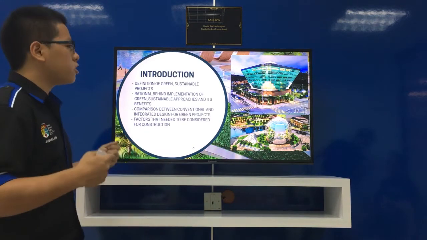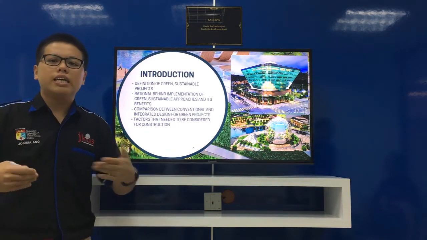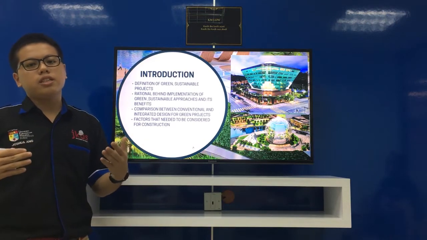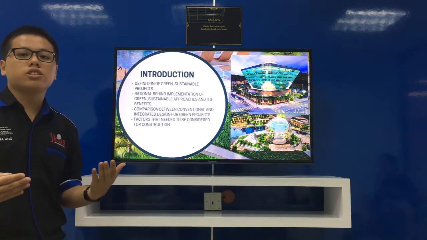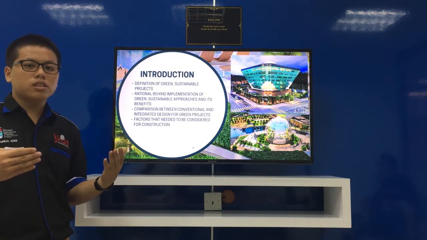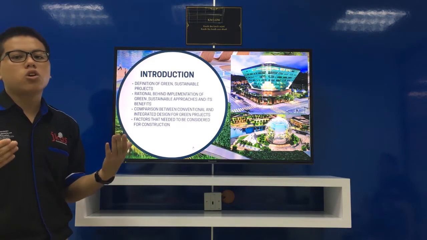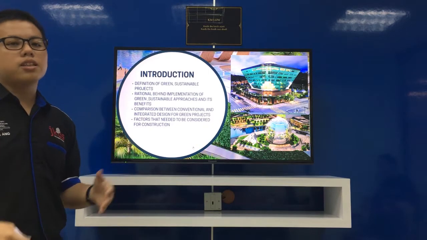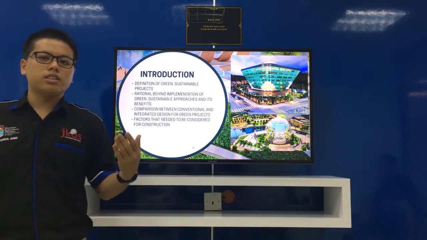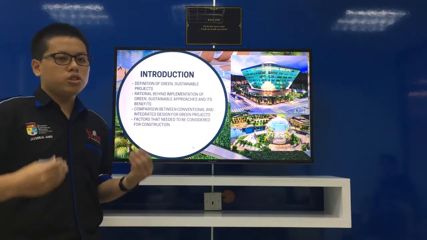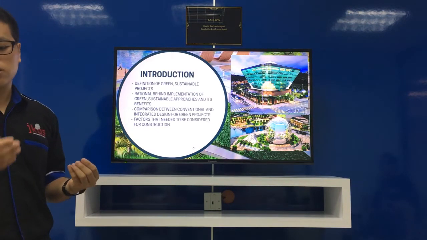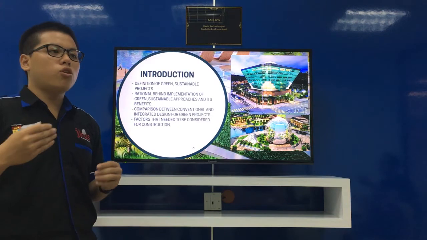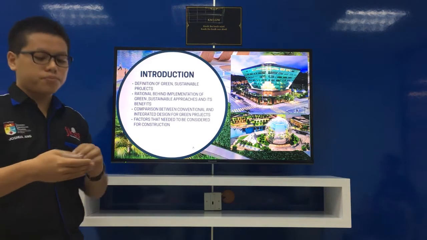So what is the rationale behind the implementation of green and sustainable design? Okay, the rationale is that the building and construction industry contributes 41% of total United States energy consumption, 73% of electricity consumption, and 34% of carbon emission.